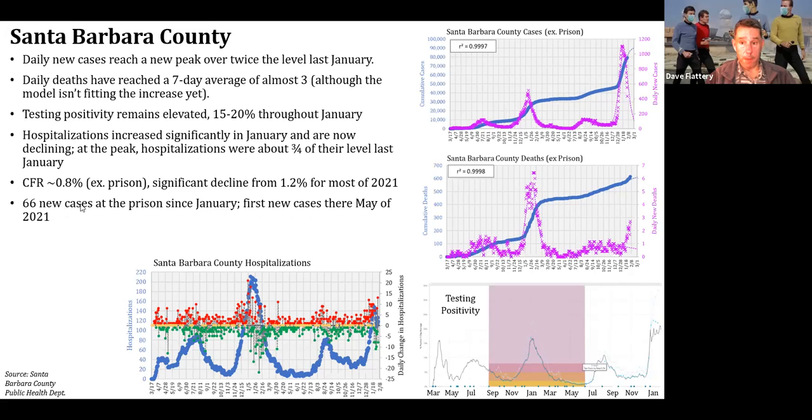The other thing that's different: there were 66 new cases in the prison. Since January, those are the first cases they've had in the prison since May of last year. So they went a long, long time without any new cases, and there have been 66 during this resurgence. They managed to get through the community surge we saw last summer without having a single case in the prison, but that didn't happen here in December and January.